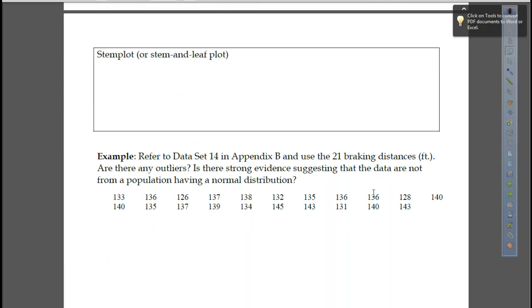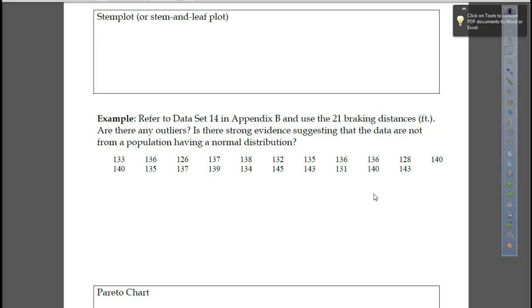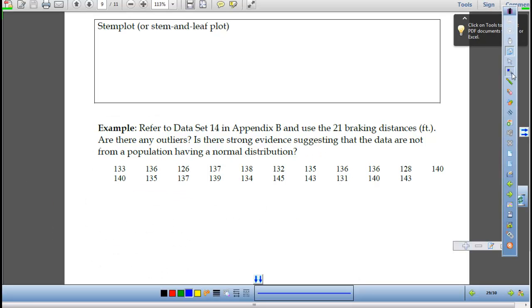All right, the stem and leaf plot. I want to take my time and talk about this one. This is another display for quantitative data. And basically, with the stem and leaf plot, we're going to break our data into two pieces, a stem and a leaf. The leaf is going to be the very last digit. A stem and leaf plot breaks data into two pieces.